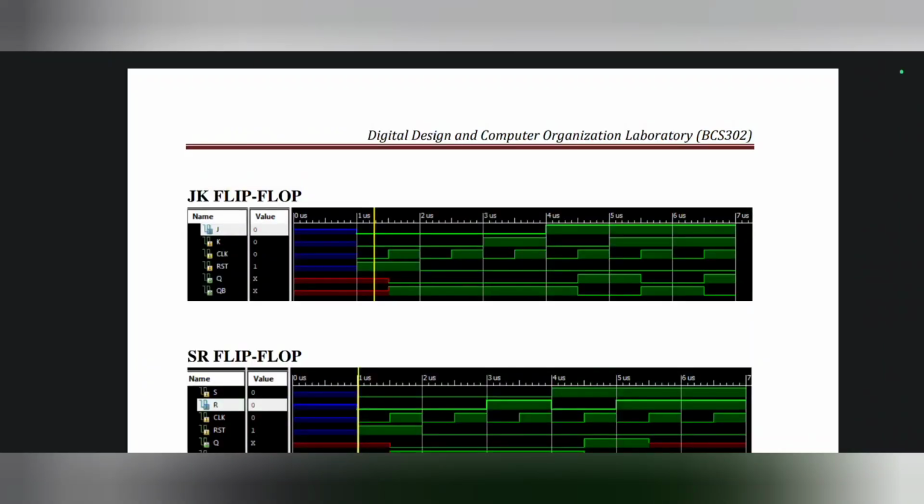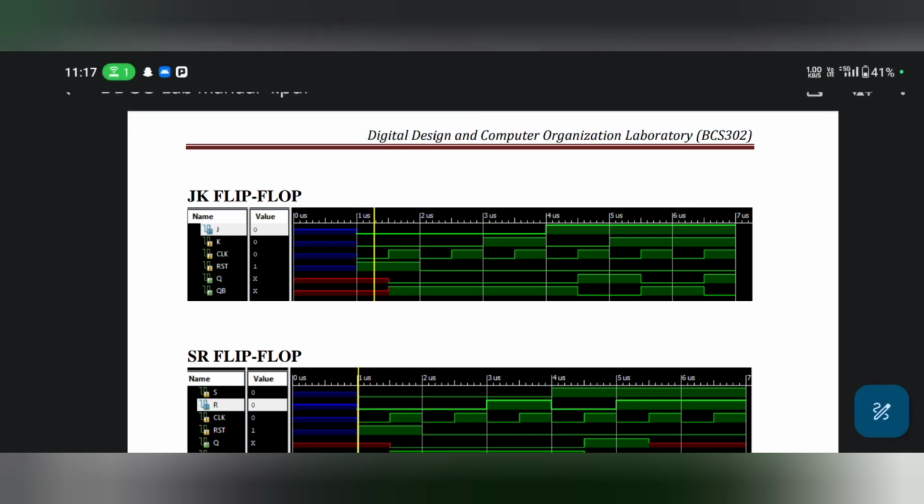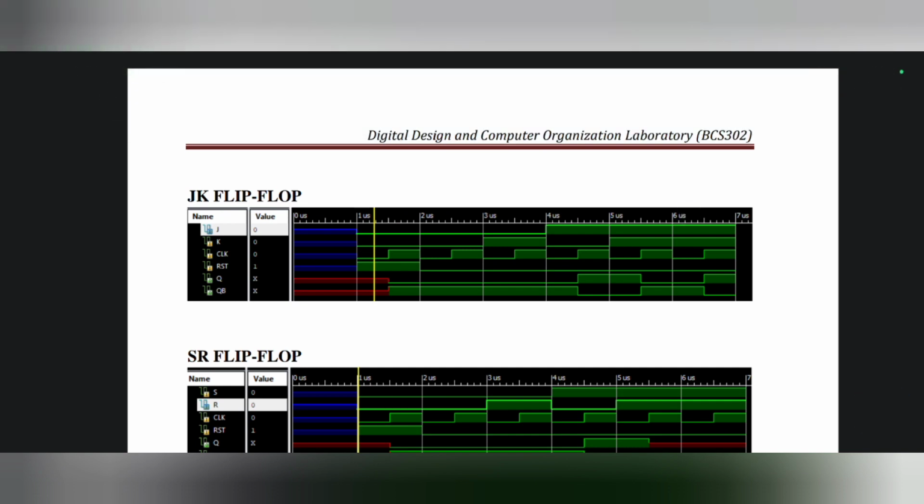So these are some of the examples. If we take the JK flip-flop, here they have taken J value 0 and K value 0 and they have set the clock value 0. Then we can see that the Q and QB values are don't care. We have solved this already by writing the truth table.